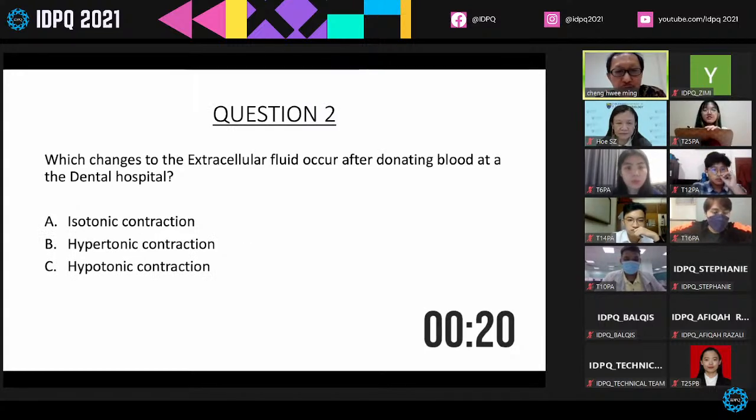Which changes to the extracellular fluid occur after donating blood at the dental hospital? Isotonic contraction, hypertonic contraction, or hypotonic contraction? Your time starts now.